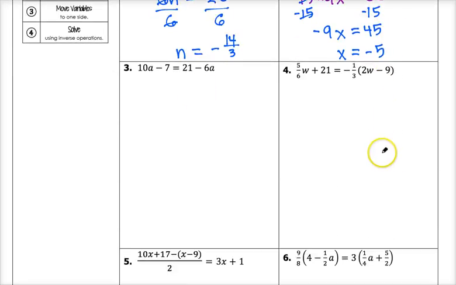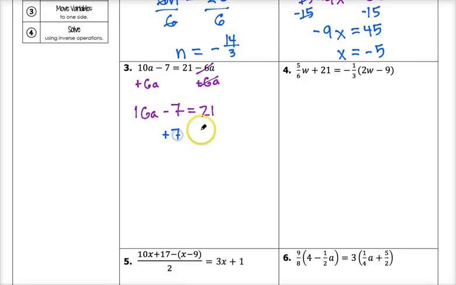Okay, number 3, 10a minus 7 equals 21 minus 6a. There's no distributing to do on this one, but there is a variable on both sides. You see we have a 10a on the left side and a negative 6a on the right side. So I want to get that a on one side using addition or subtraction. So I'm going to choose to add 6a to both sides, and that's going to cancel out my negative 6a. So now we have 16a minus 7 equals 21.